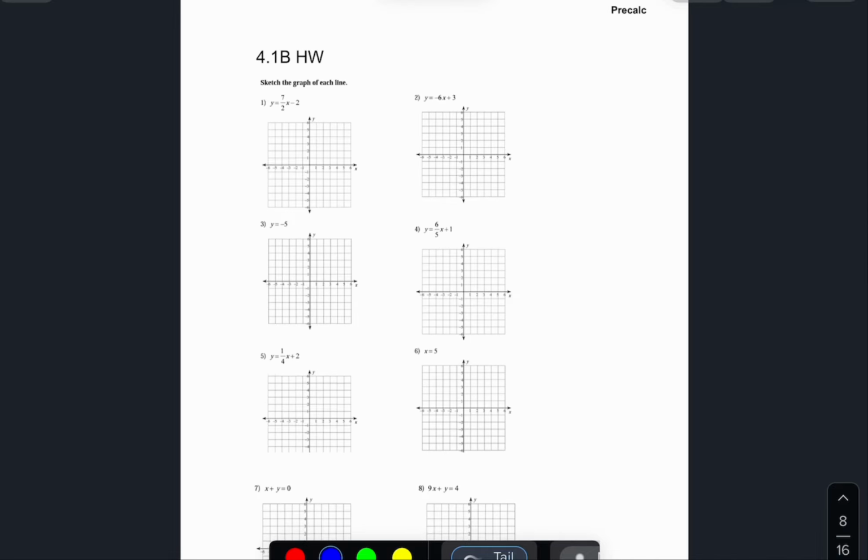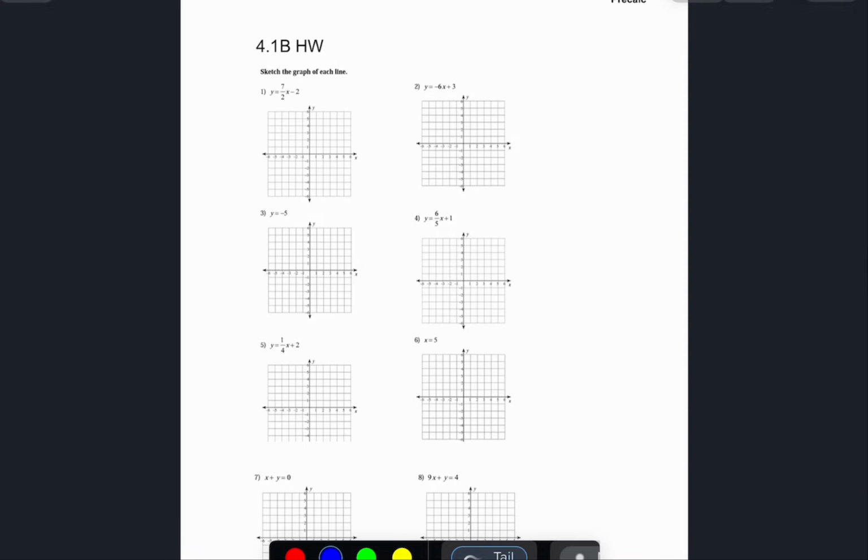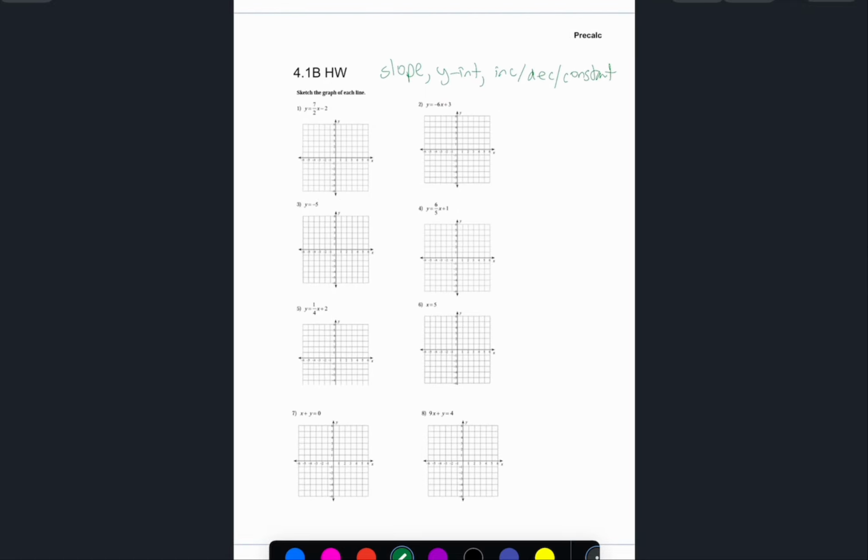So these are just, you're going to graph these for me. Please tell me the slope, the y-intercept, and whether it's increasing, decreasing, or constant. Or if it's not a function. So that's your 4.1B homework. And we also are going to do 4.1C.